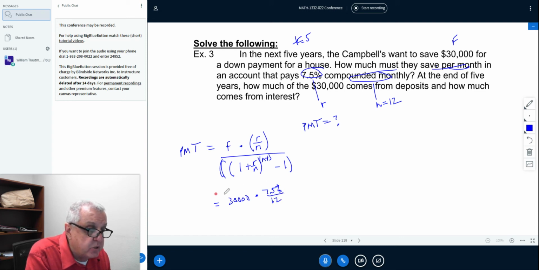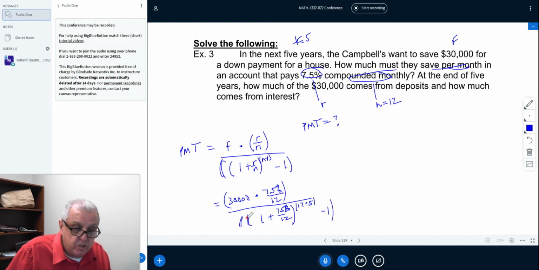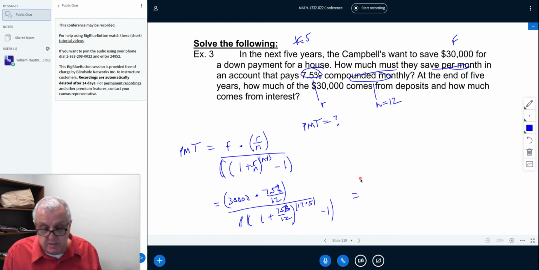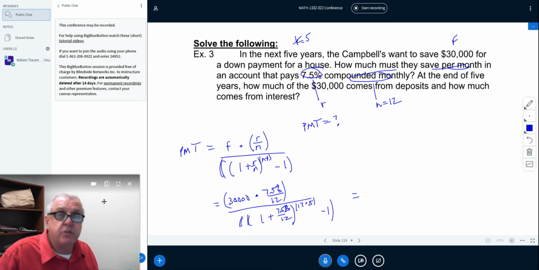compounded per 12. So that's the top of the fraction. The bottom of the fraction is 1 plus the interest rate, 7.5%, over 12, raised to 12 is it compounded times how many years? 5 years, minus 1, and then close the parentheses. So the number of parentheses is really important. You practice this until you get the same thing I do. So let me put this into my calculator, and I'll show you as I'm doing that.